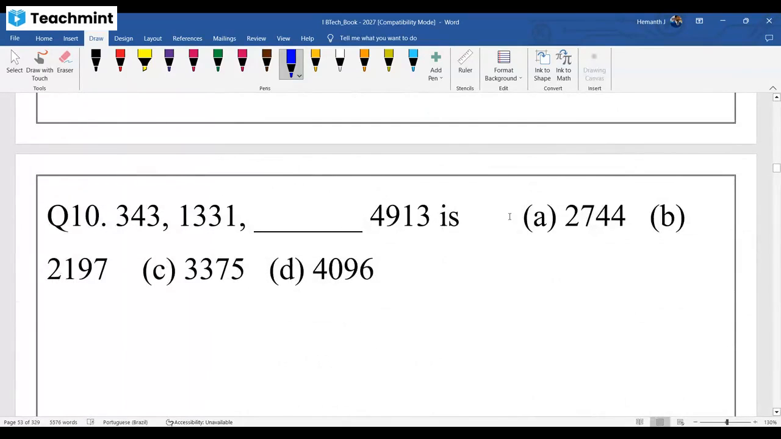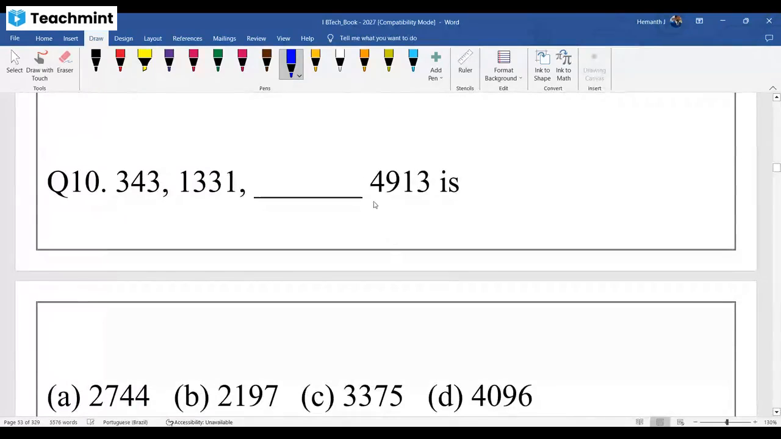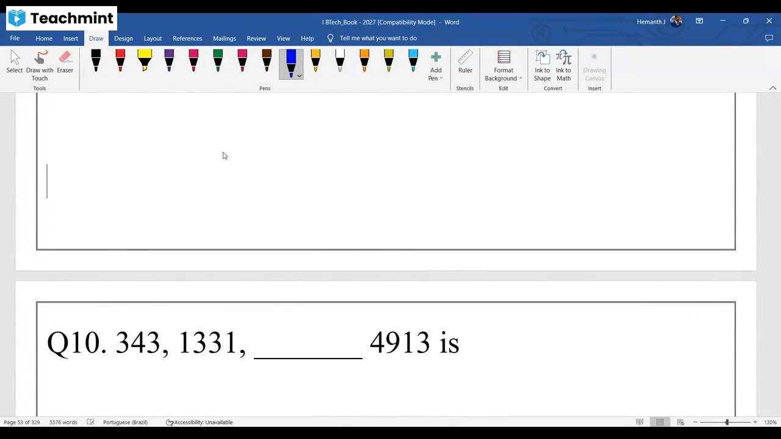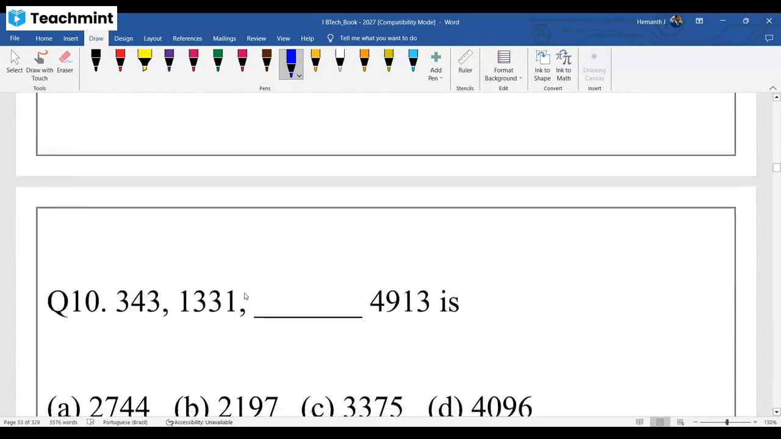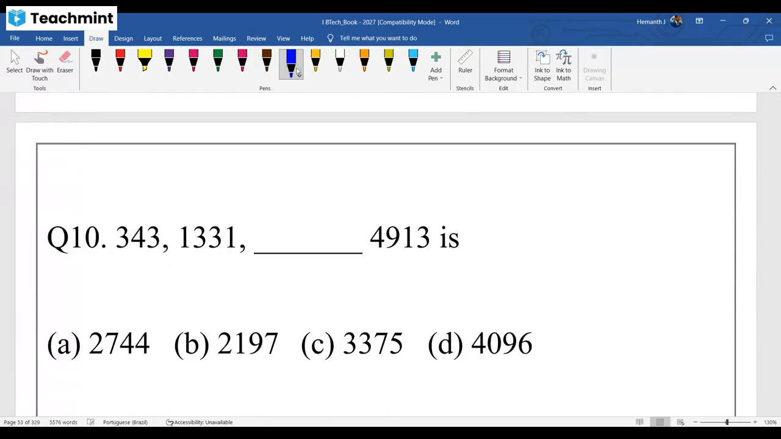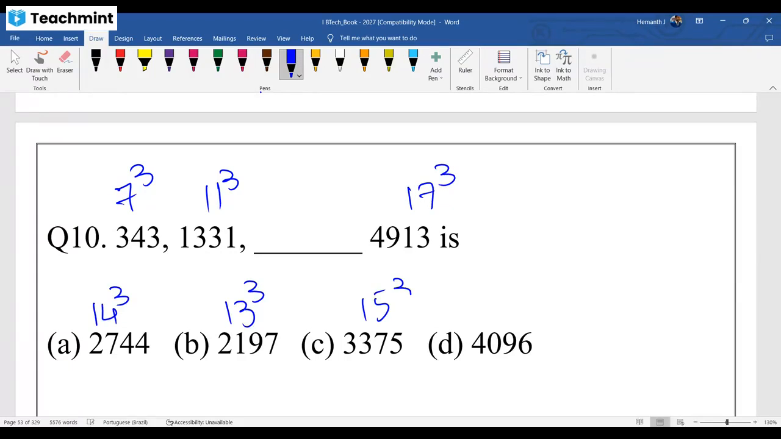So what about the next question, the 10th one? 343, 1331, 4913. 343 is 7 cube. This is 11 cube. This is 17 cube. And surprisingly, in all the options, this is 14 cube, this is 13 cube, 15 cube, 16 cube. All are cubes only. Then what do I have to do? Prime numbers.